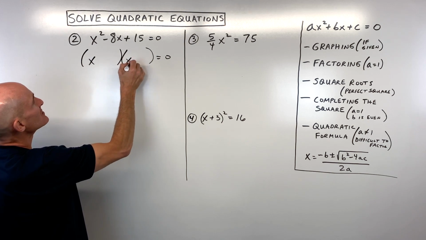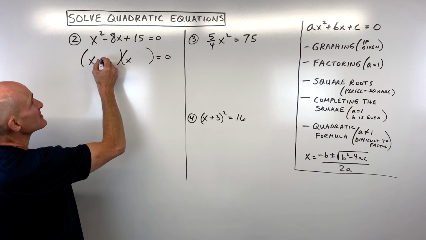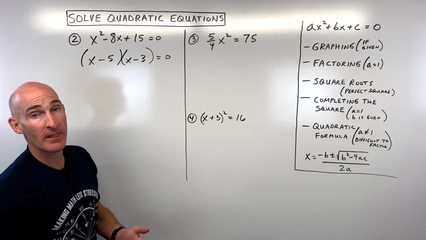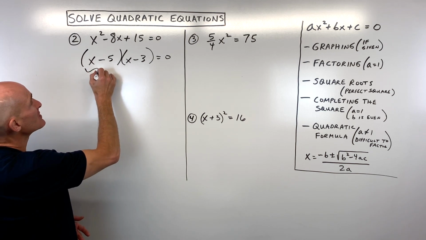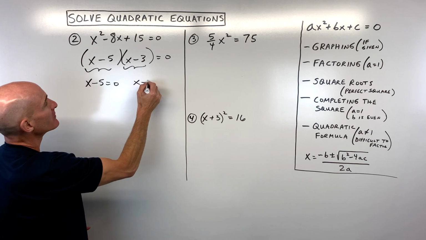Well, in this case, you can see that's going to be negative 5 times negative 3 is 15, and negative 5 plus negative 3 is negative 8, and we can go right into our factored form. Then once we have it factored, we just have to set each factor, each group, equal to 0, and solve.